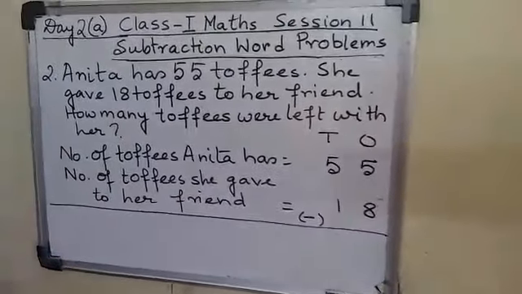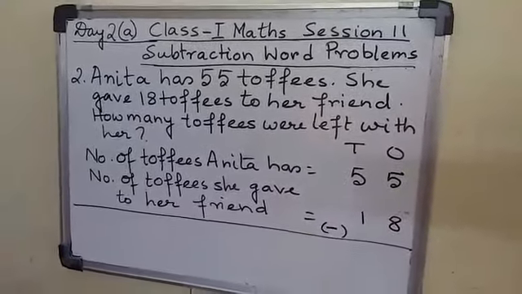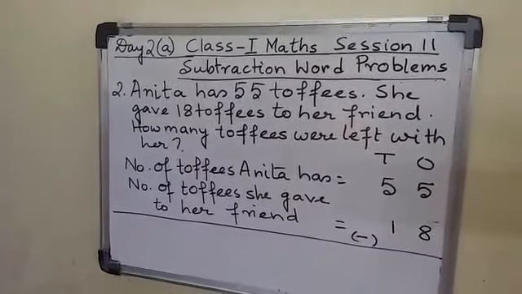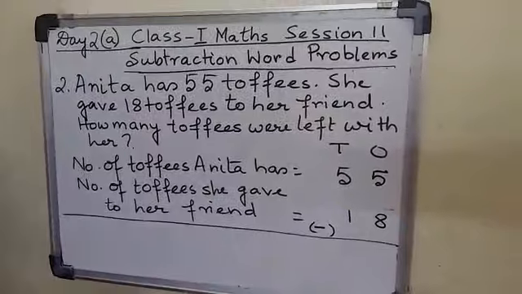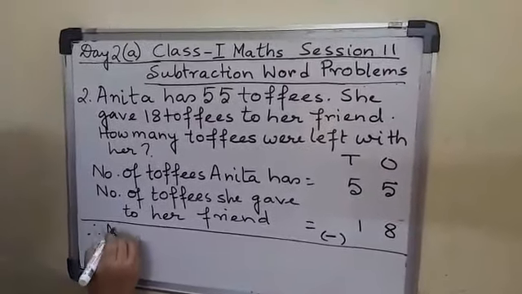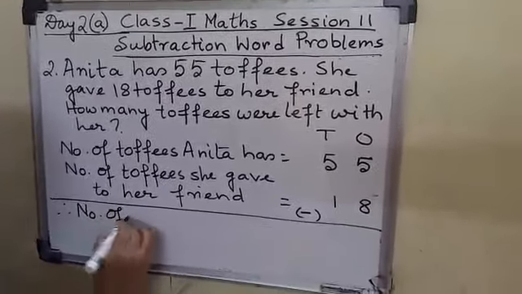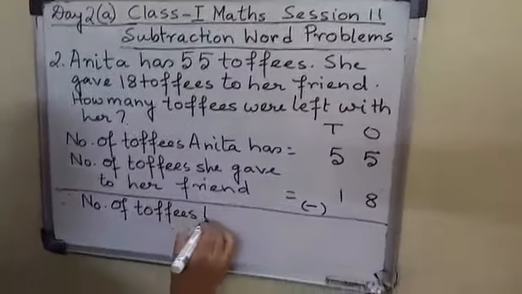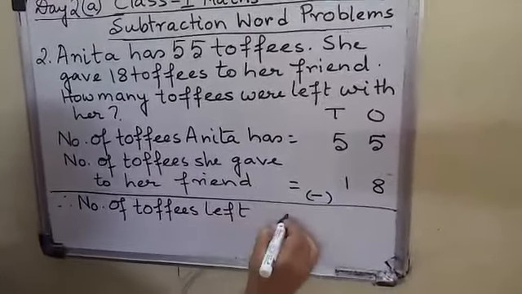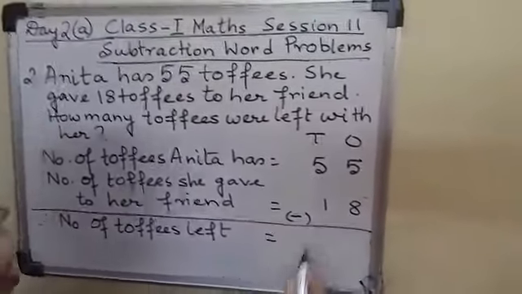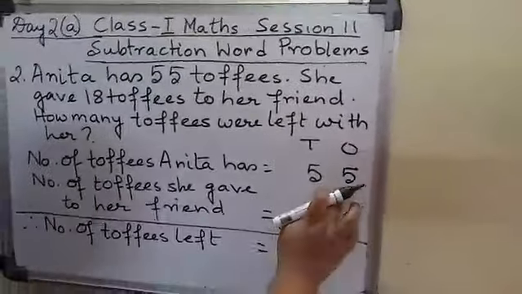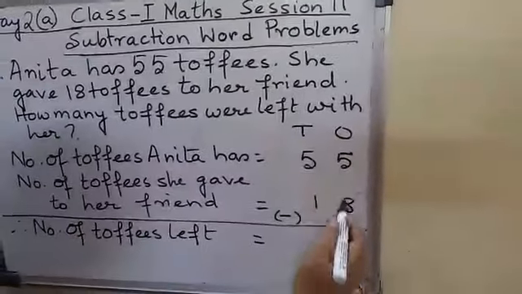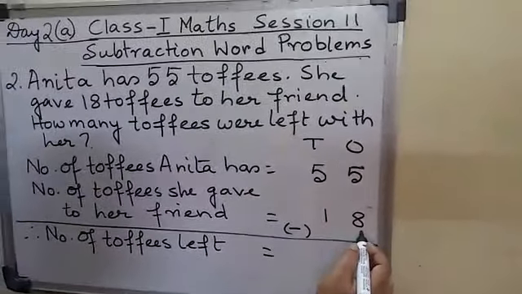So what answer will we write down? Therefore, number of toffees left. How many? You do the subtraction. Now here it is given 5. In ones place it is given 5. So what do you need to do? You need to subtract 8 from 5.